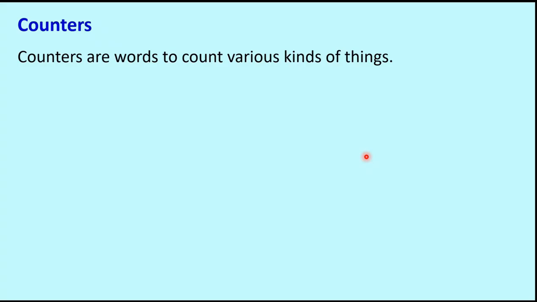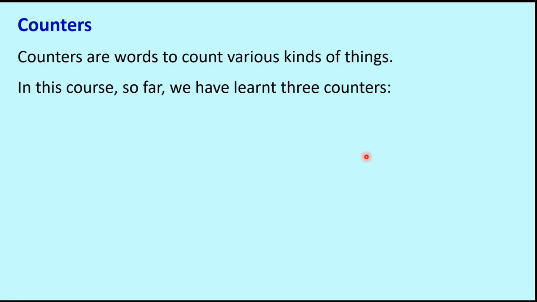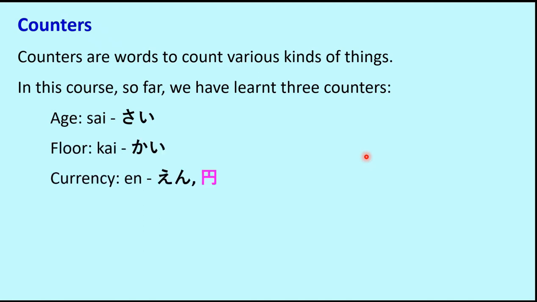Friends, we have learned about counters previously. Counters are basically words to count various kinds of things. In Japanese also there are hundreds of counters. In this course so far we have learned three counters. These are sai for age, kai for floor, and en for currency. That is the Japanese currency yen.